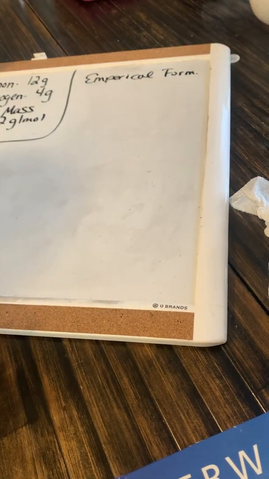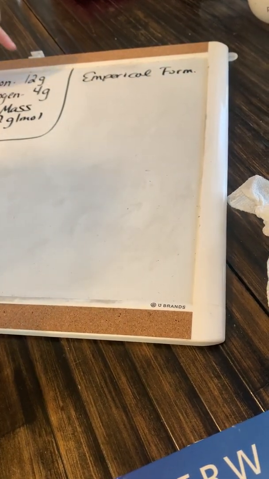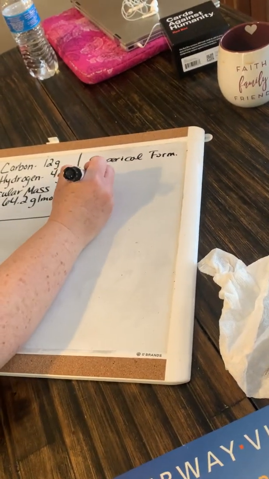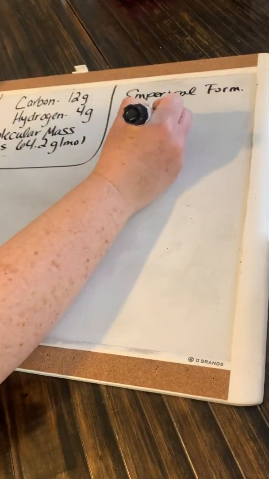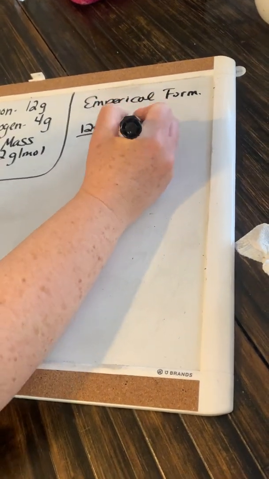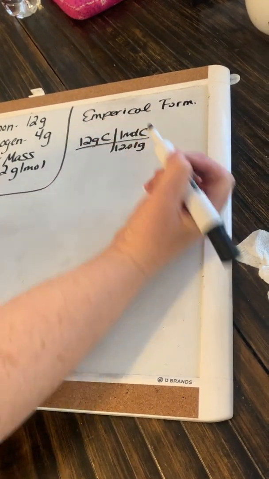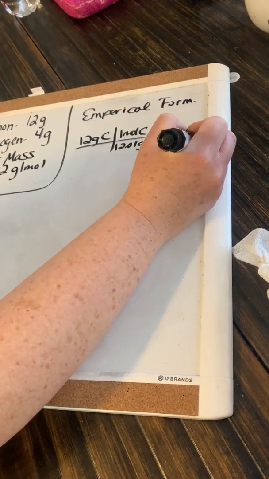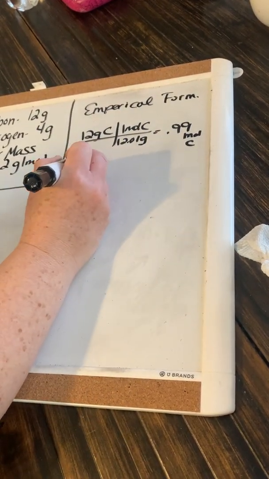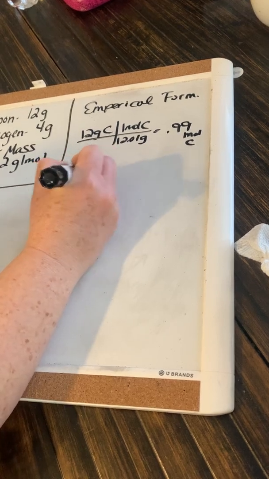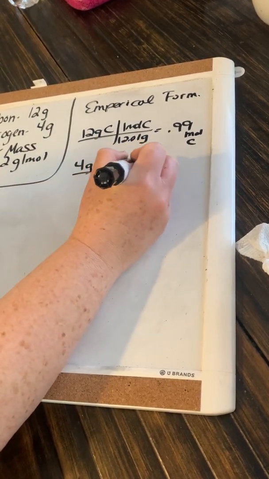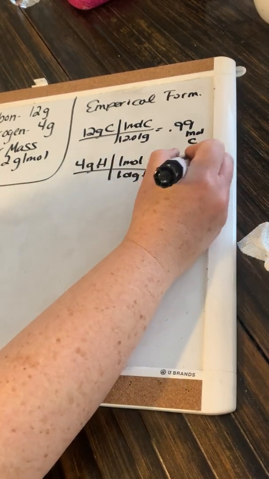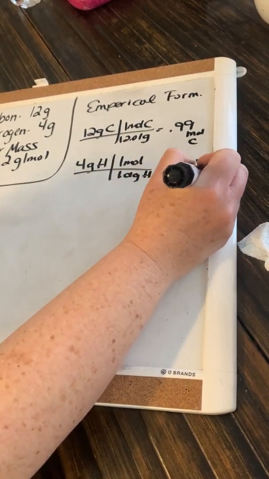Now, to do that, we would assume 100 grams, which you don't have to do because we already have grams. So we're going to do mass to moles. We're going to do 12 grams of carbon, 1 mole of carbon per 12.01 grams. 12.01 comes from the periodic table. You're going to get 0.99 moles of carbon. Then we're going to change grams of hydrogen to moles of hydrogen: 1 mole of hydrogen per 1.01 grams of hydrogen. Again, periodic table. This is like 3.96 moles of hydrogen.